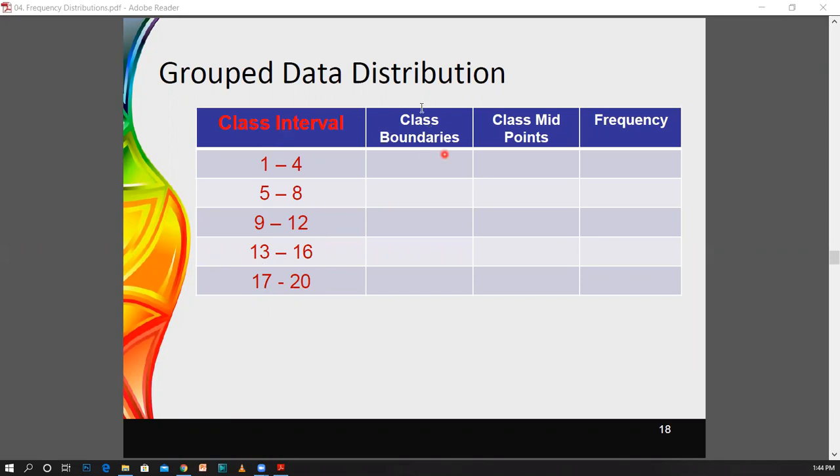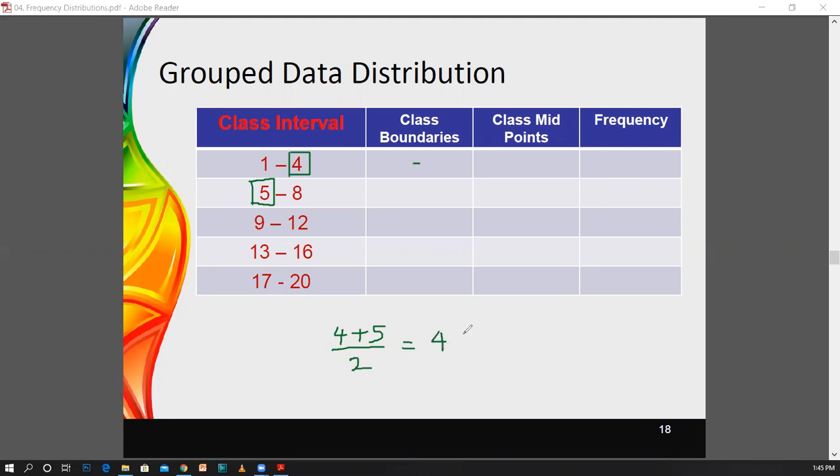Now you have to define the class boundaries. To define the class boundaries, we are not starting from the lower class interval of the first class. Always we start from the upper class interval of the first class, and we combine it with the lower class interval of the next class. Once you use these two values, you add them together and divide by 2 to obtain the class boundary.